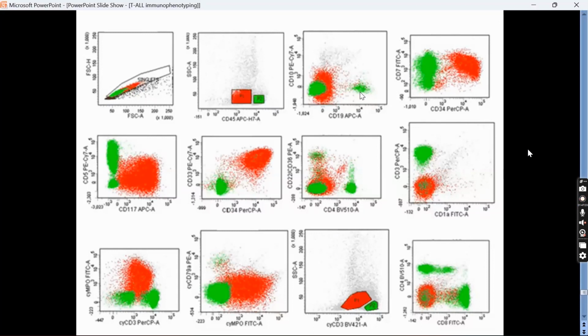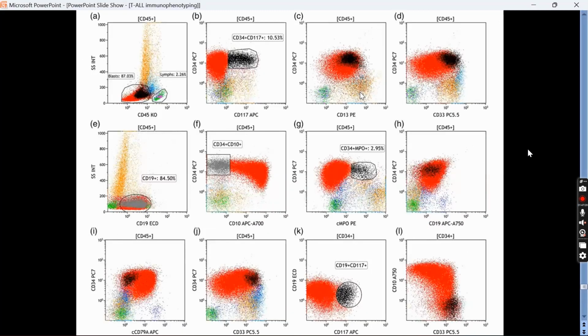Any doubts? In the previous case of MPAL, the MPO positive cells were only 2%. Can that be considered MPO positive? Yes, you need to consider it, provided you have purified the blast well and corrected all the compensation and it is still exhibiting. Then you need to call it, because it is 2.95%. If you want to eliminate it, this blast may resurge and cause a relapse presenting as myeloid leukemia. So you need to consider this, or at least put a point in the report saying a subset of blasts is showing MPO positivity, so MPAL cannot be ruled out.